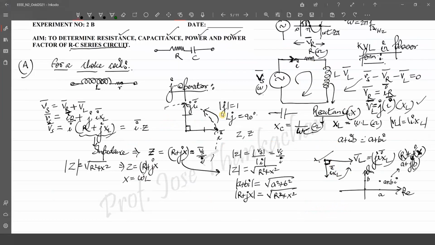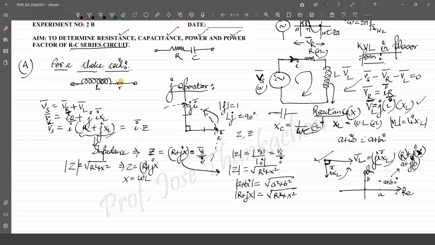In a choke coil, what do we have? We have a small resistance R. This is a resistance which is present inherently in a choke coil. How is a choke coil being formed? By a large number of turns in this coil, right? But this coil will have some amount of resistance also present. This cannot be zero. There will be a small amount of resistance present here, even though the majority of the property will be shown by an inductance. So that is why we are drawing that resistance also here.